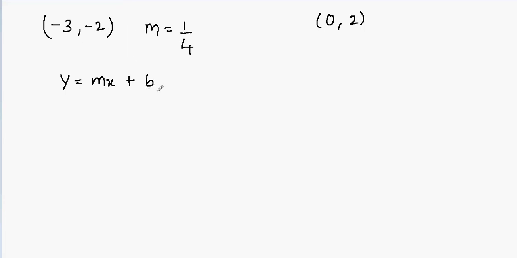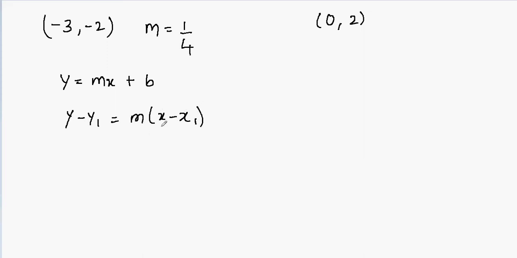Now, how do we find the equation of the line? We just know the slope. We don't know b, and we don't know what x and y are, and we need x and y in the equation of the line. So what we're going to do is write another form of the equation, which is called the point-slope form. It is y minus y1 is equal to m times (x minus x1).